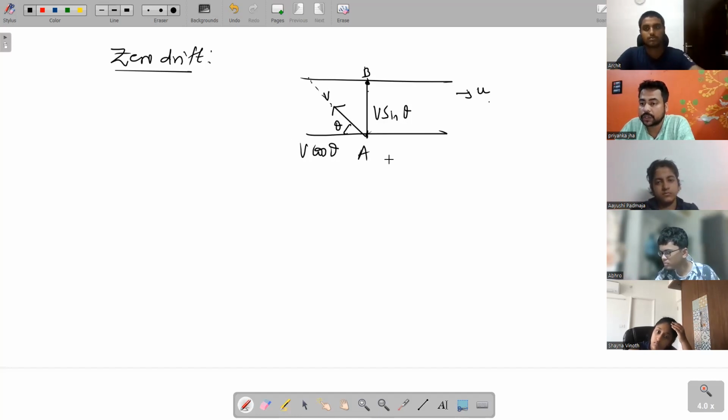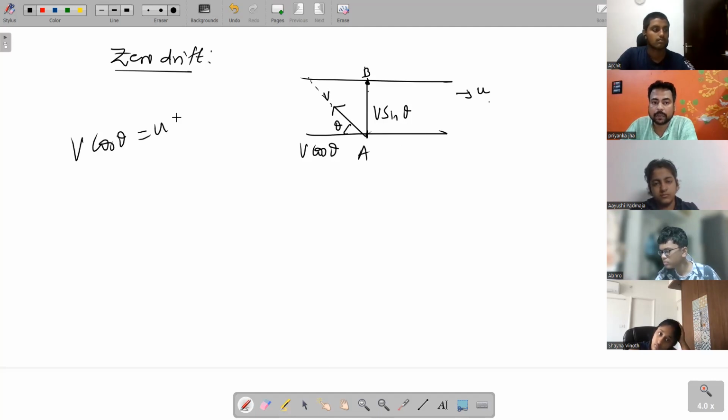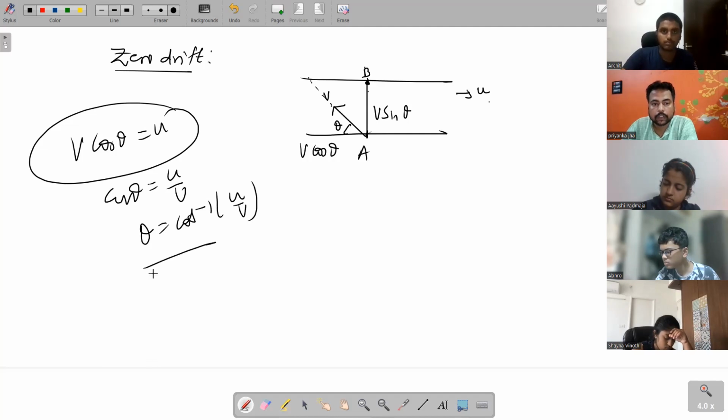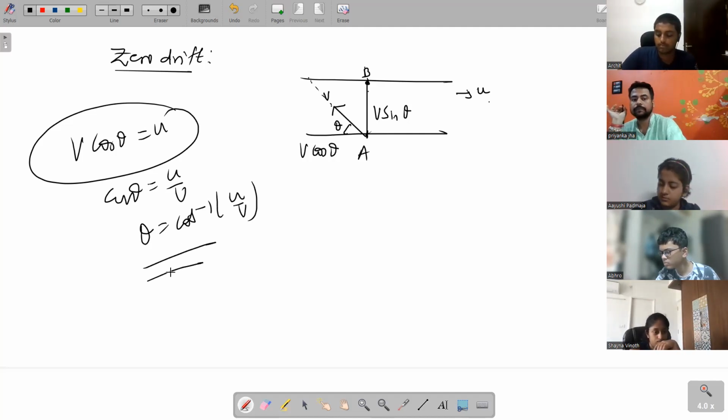So the horizontal components of velocity must cancel each other. So for zero drift, V cos theta must be U. So if you start at this angle, you can have zero drift. Do not remember the formula, just understand the concept. Understand that?